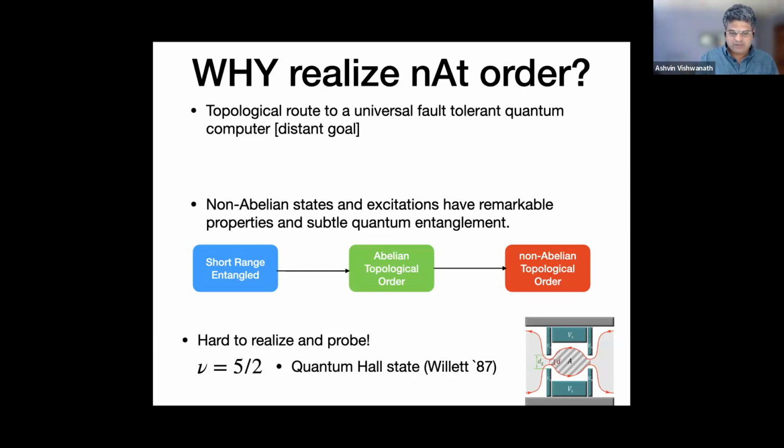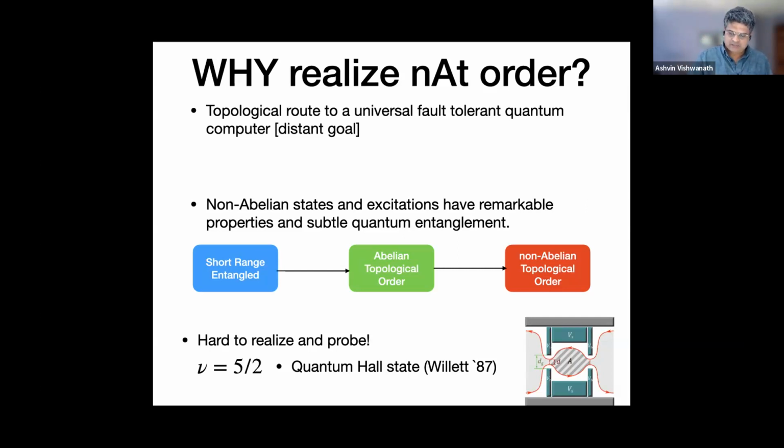So another thing that has been very exciting for us has been to learn more about non-Abelian topological order in this project. So these states have very subtle kinds of quantum entanglement. And actually the point of view that I've come around to of late is that they're roughly about as different from Abelian topological order as Abelian topological order is from regular short-ranged entangled states. And finally, they're really hard to realize and probe.